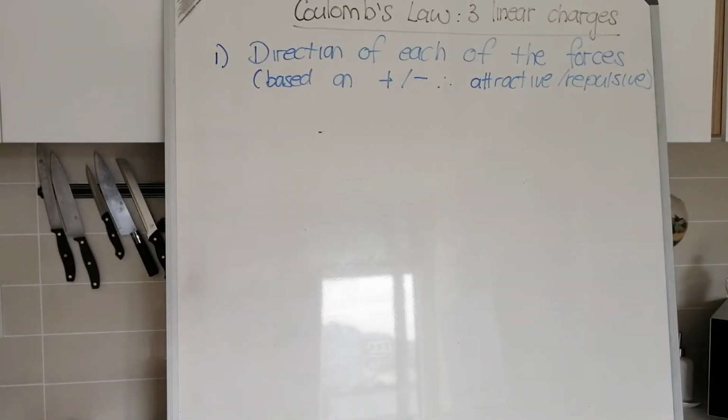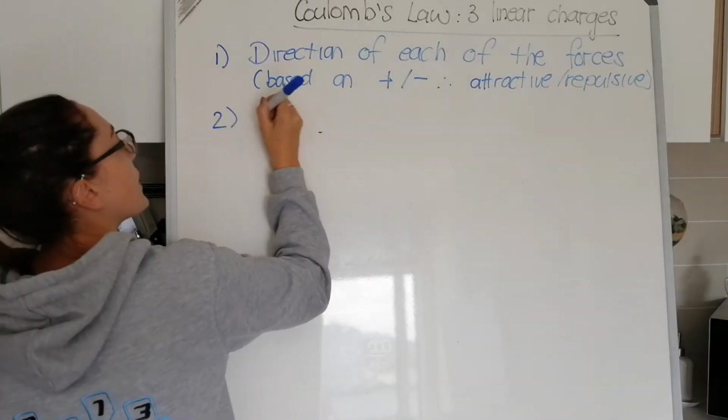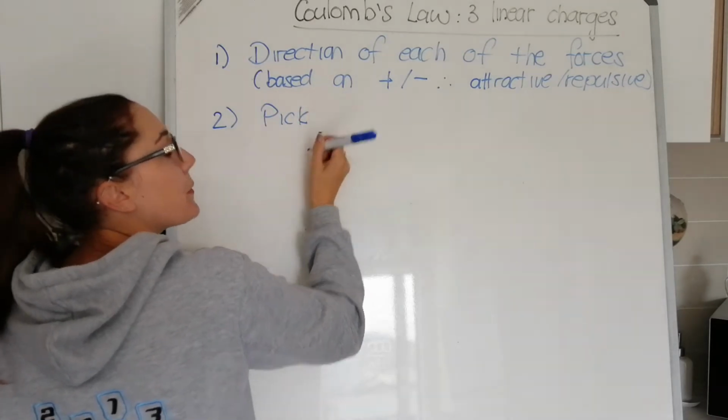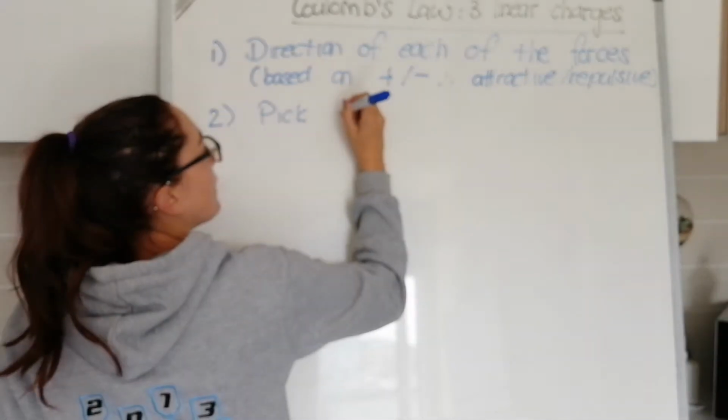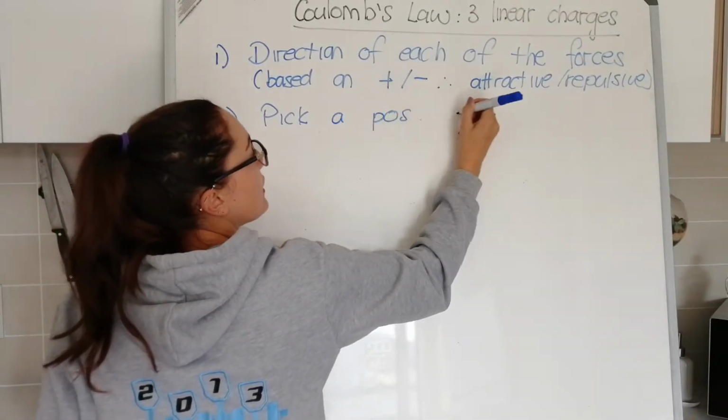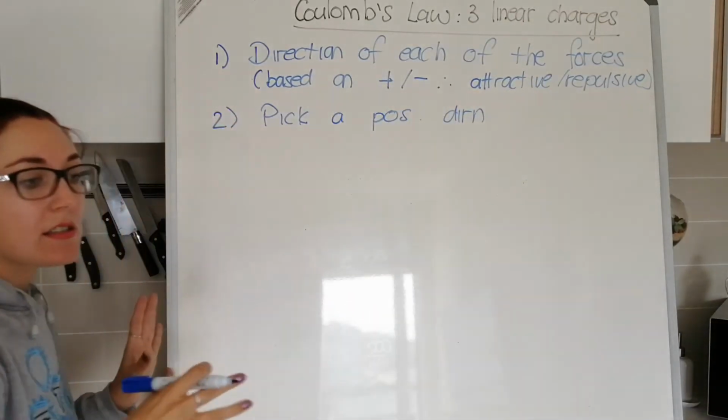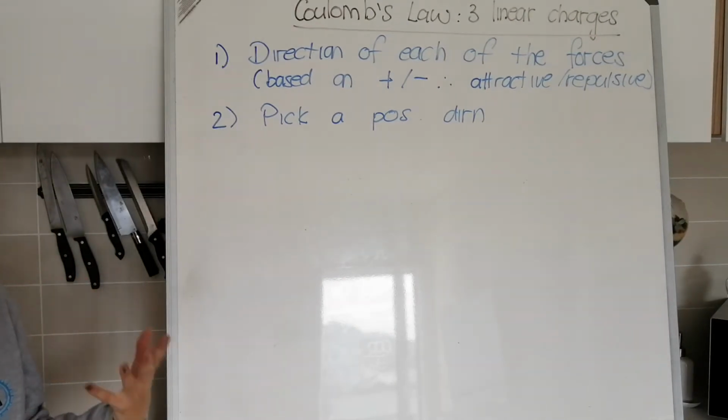What have we written here? Pick a positive direction. This I do want you to write down. It's not worth a mark, but it's helpful for you to be able to refer back to. So you pick a positive direction. You're going to write there somewhere, let right be positive or let left be positive.